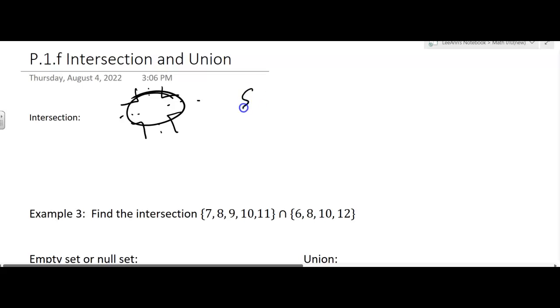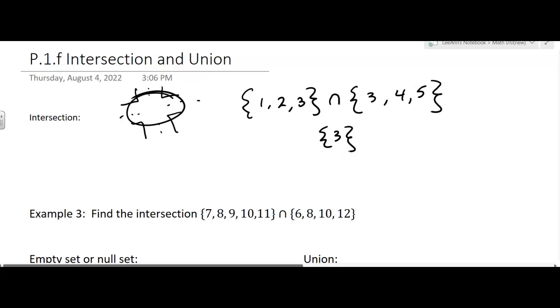So if I have a set 1, 2, 3, and maybe I'm going to take the intersection with 3, 4, 5. It's the elements that they have in common. So do they both have 1? No. Do they both have 2? No. Do they both have 3? Yes. And so the intersection in this case would be just the set 3. They don't both have 4 and they don't both have 5. It's the elements that they have in common.